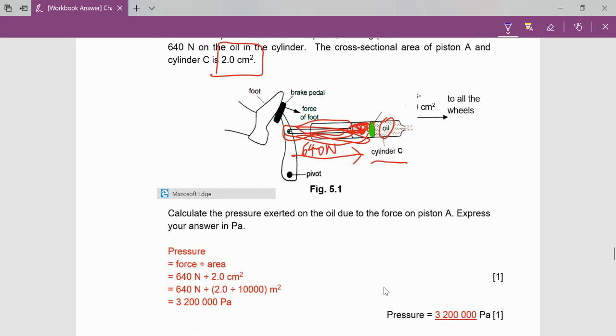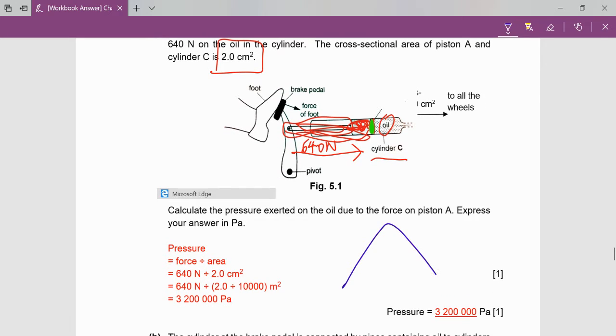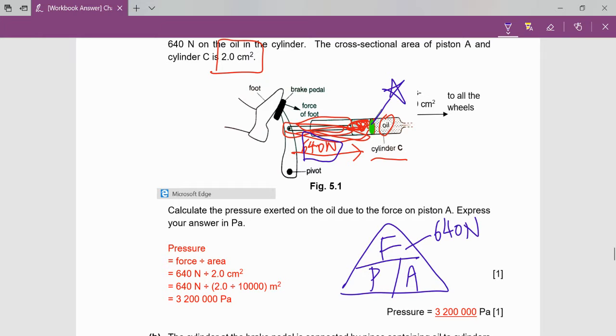Calculate the pressure exerted on the oil. So we are not doing anything new here. We are still applying this formula. What's the pressure on the oil due to the force on piston C? So they already tell you the force is here, okay? 640 newtons.